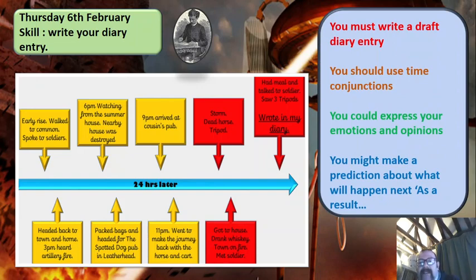Okay, so you must write a draft diary entry. You should use time conjunctions. Okay, you could express your emotions and opinions. I used a rhetorical question at the end of mine. You might make a prediction about what will happen next. So as a result of this, what's going to happen next?